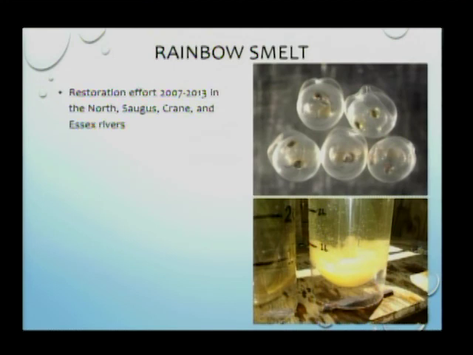We bring those back to the lab, and we would spawn them in the lab and then stock the larvae out into rivers, the North Saugus, Crane, and Essex rivers. We did four rivers, so we would hatch these little fish out. You can see them here in the beakers.